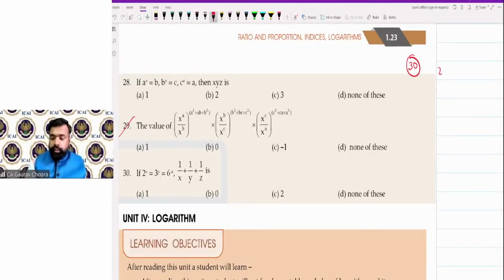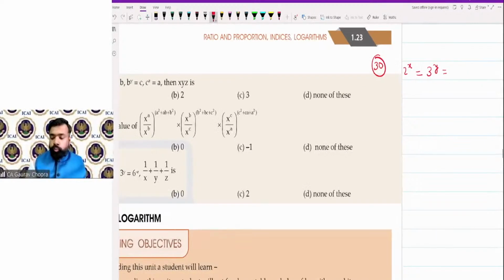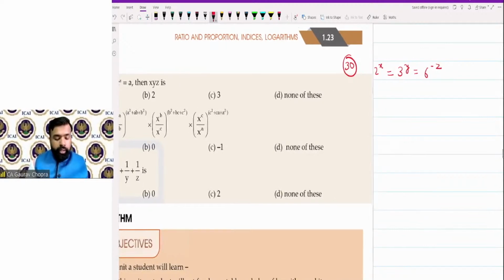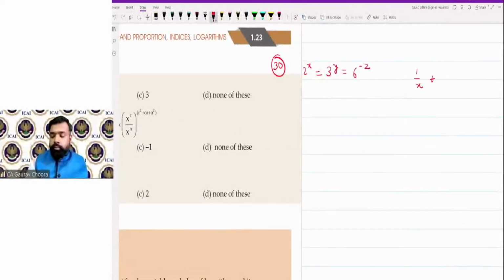Two to the power of x is equal to 3 to the power of y is equal to 6 to the power of minus z. And you have to find out the value of 1 by x plus 1 by y plus 1 by z. This you have to calculate. Now, as we have discussed earlier, whenever such kind of question is there, compare them with k. So if 2 to the power of x is equal to k, then 2 is equal to k to the power of 1 by x. Power will go on other side and become reciprocal.